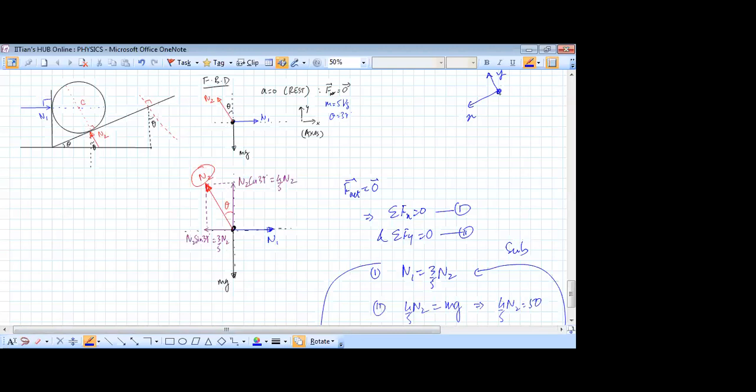then you will have to resolve mg. For that, this angle will be theta, and you'll also have to resolve n1, and for n1 this angle will be theta, and n2 will be along this. So if you take x and y axis like that, you'll get equations like this: n2 is equal to n1 sine theta plus mg cos theta, and n1 cos theta is equal to mg sine theta.